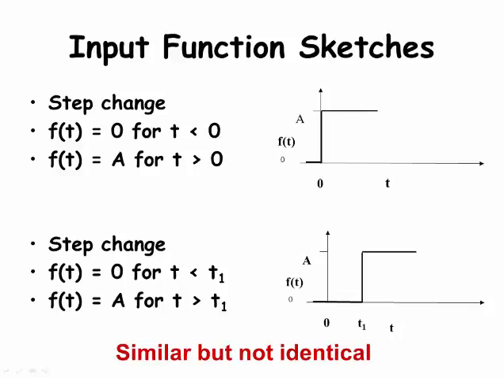The lower figure shows a positive step change of magnitude a at time t equals t1. The step change for the lower figure has a delay. For this figure, the value of f of t is equal to 0 for time t less than t1. For time t greater than t1, the value of the function is equal to a. We need a way to write the expression describing this kind of delay.